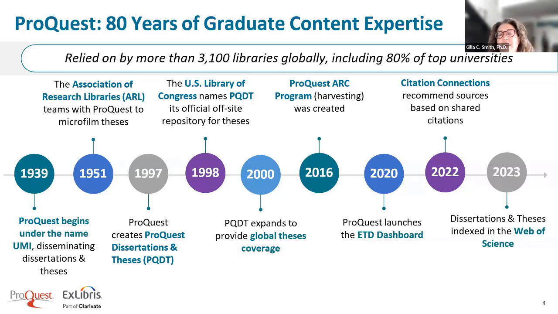And then the big exciting things are at the end of this timeline. In 2002, we launched what we call our Citations Connections feature. That is the literature review aid that I mentioned, and I will be demonstrating for you today. And in this year, we will be indexing all of the dissertations and theses in our collection, over 5 million of them, into the Web of Science, which is also under the aegis of our mother company called Clarivate.